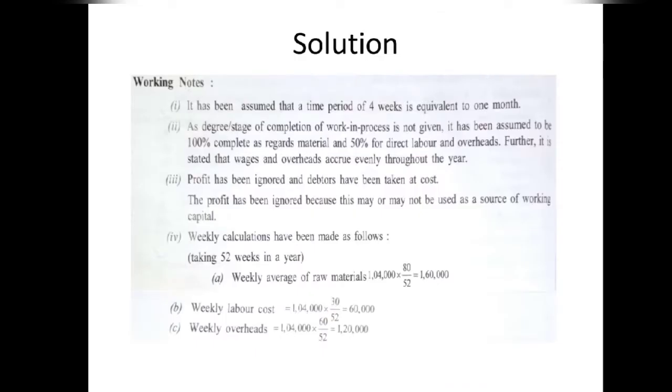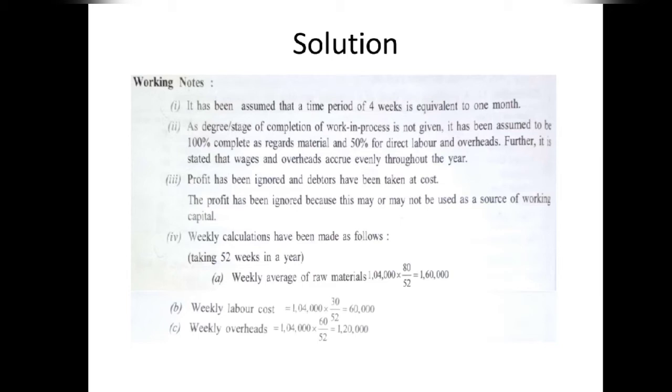Students, to solve this example, we'll have to prepare some working notes. The first working note will be the assumption that there are 4 weeks in a month. That means you have to write a note: it has been assumed that a time period of 4 weeks is equivalent to 1 month.